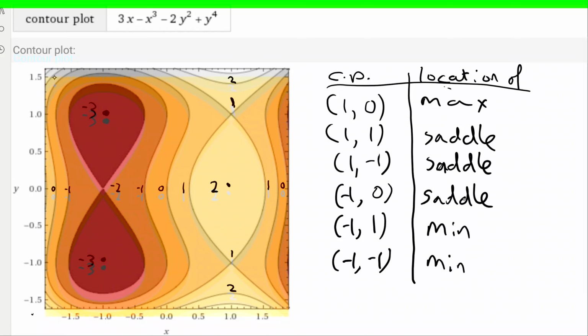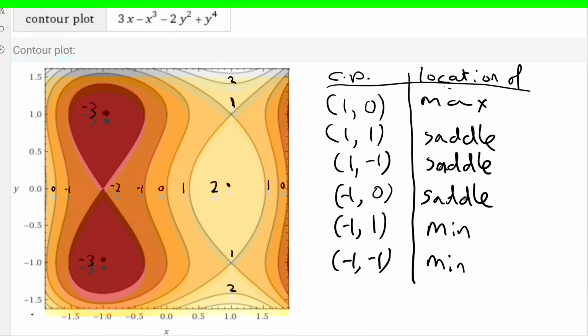Now, if we look at our 2 mins, those were here at -1, 1, and here at -1, -1. Both of those, without the labels, look very similar to the max. They're both points that are enclosed in these closed loops. But now, if you follow the level curves towards that point, you can see we're going from a level curve for 0 to -1 to -2 to -3. Now we're decreasing, so that's going to be a min.